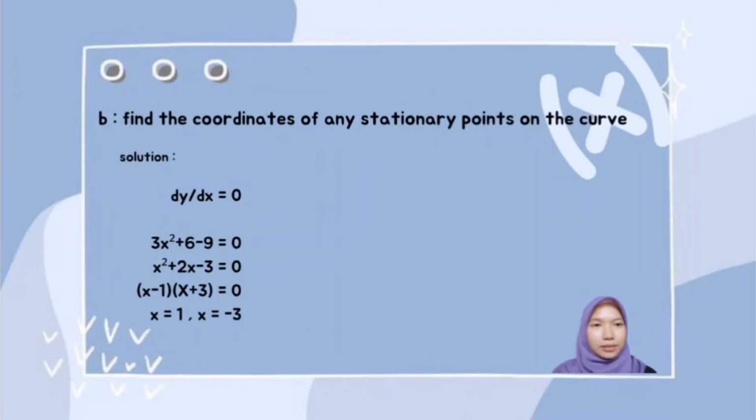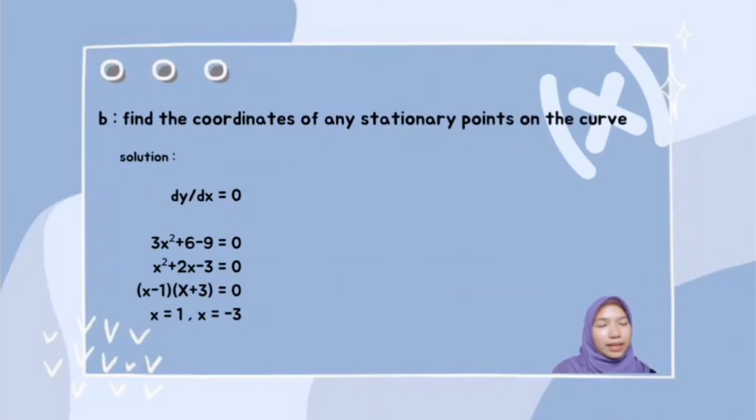Okay. Question B. Find the coordinates of any stationary point of the curve. So for the solution, dy per dx equals 0, so 3x squared plus 6x minus 9 equals 0. So we have to simplify. So x squared plus 2x minus 3 equals 0.